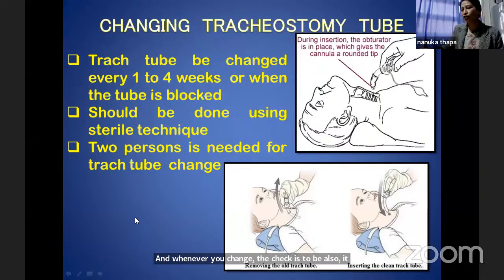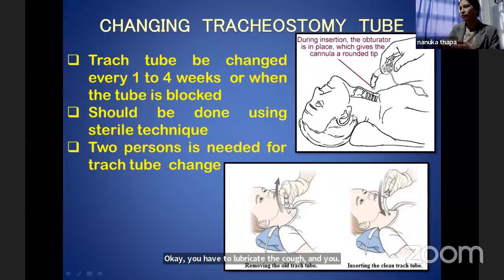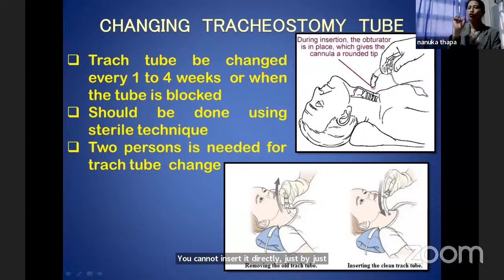And as you can see in this picture, okay, when we insert the tracheostomy tube, first you have to lubricate the cuff, okay? You have to lubricate the cuff, and you cannot insert it directly. You cannot insert it directly just by inserting it like that. Okay, first you have to go from the side.